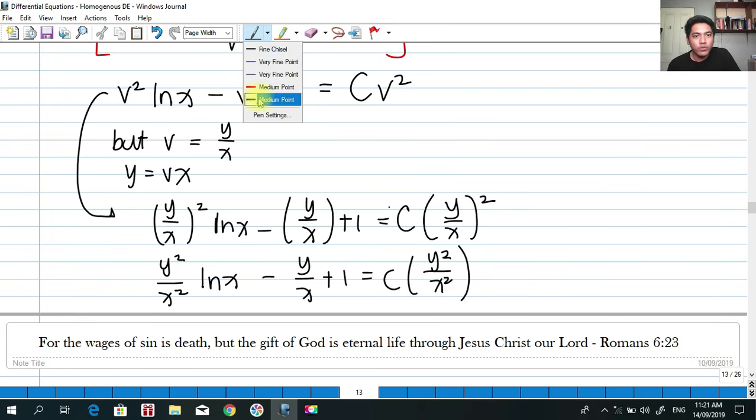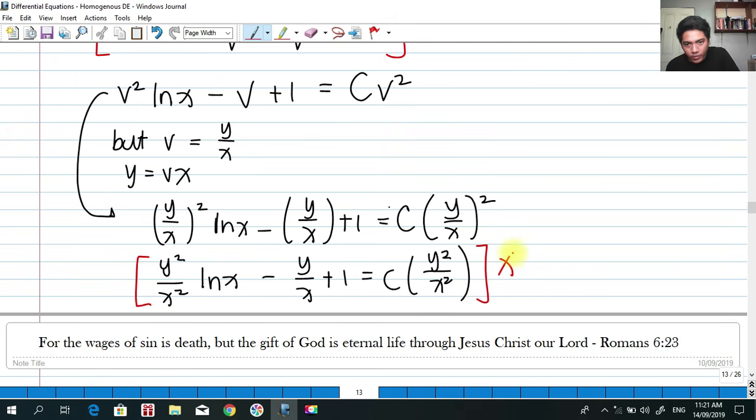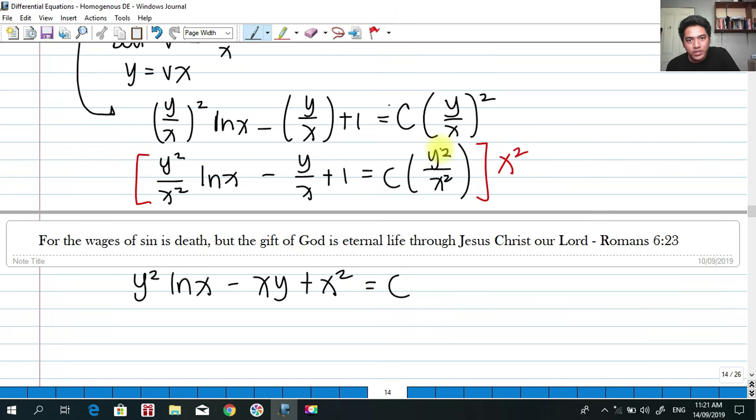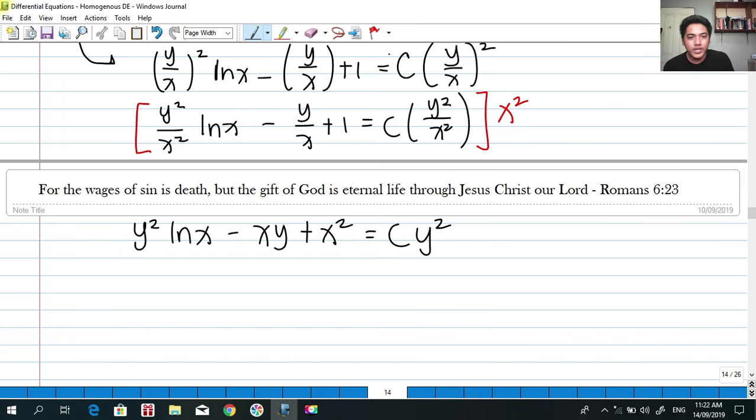Okay, if we multiply again such that we eliminate x squared, we multiply both sides of the equation by x squared. So if you multiply both sides, we have y squared ln of x minus, x squared divided by x is x, so we have xy here, plus x squared here is equal to c y squared over x squared times x squared. This should cancel, so we have c y squared here. As you can see, we already have the general equation for our differential equation.